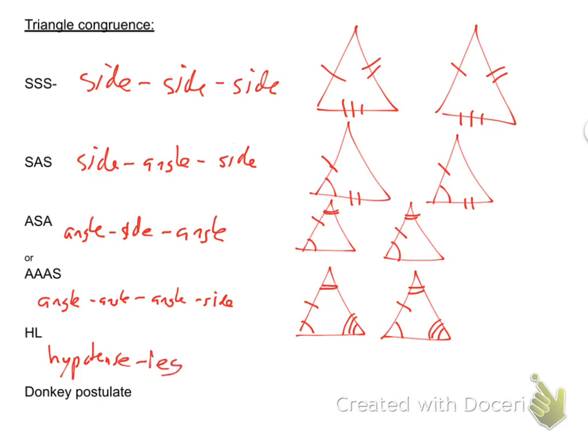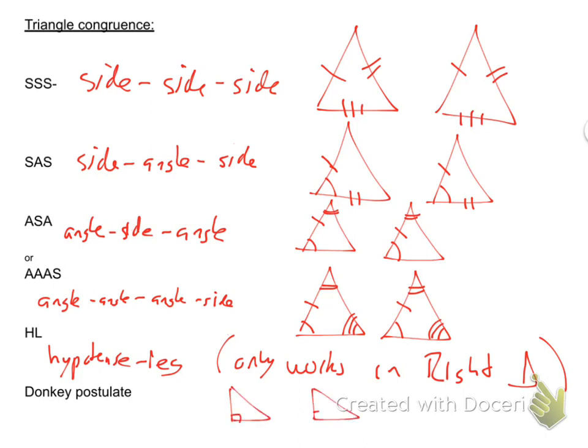Hypotenuse leg. It only works in right triangles. Only works in right triangles. If the hypotenuse, I forgot to leave some room here. Two triangles. It only works if we're talking about the hypotenuse and a leg. It only works in there. I can't stress that enough. And we don't have a donkey postulate.